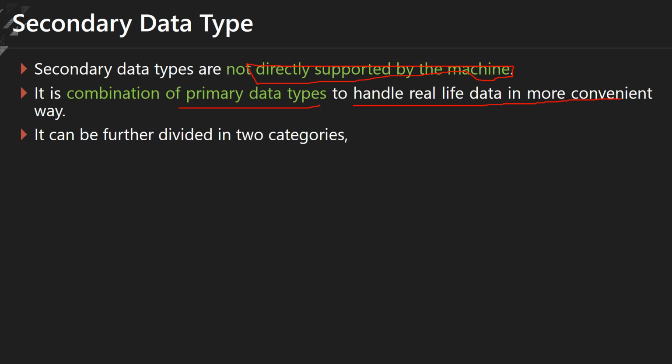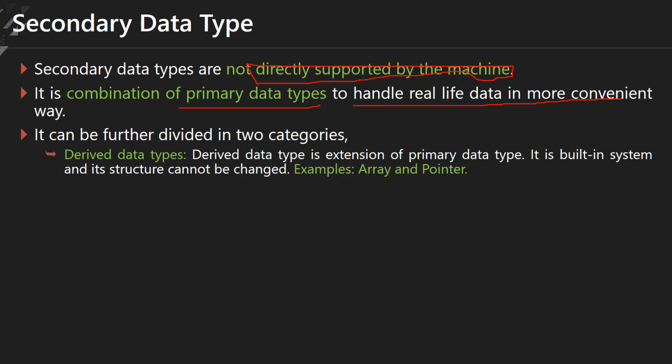It can be further divided into two categories, as you saw in the previous slide. One is derived data type. A derived data type is an extension of primary data types. It is associated with a built-in system, and its structure cannot be changed. The best examples are array and pointer.